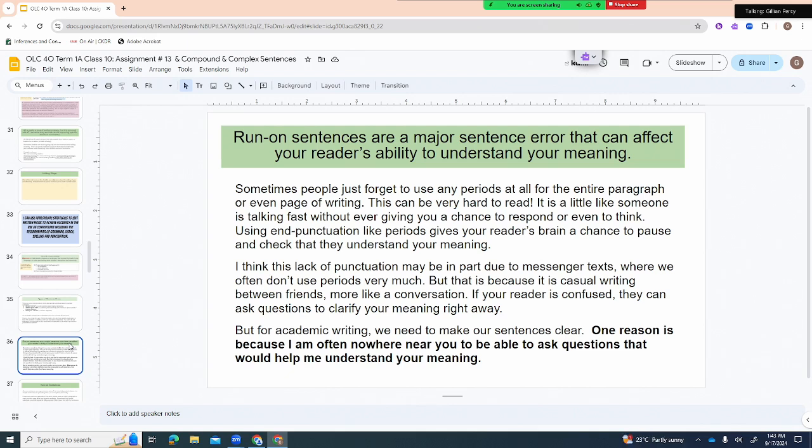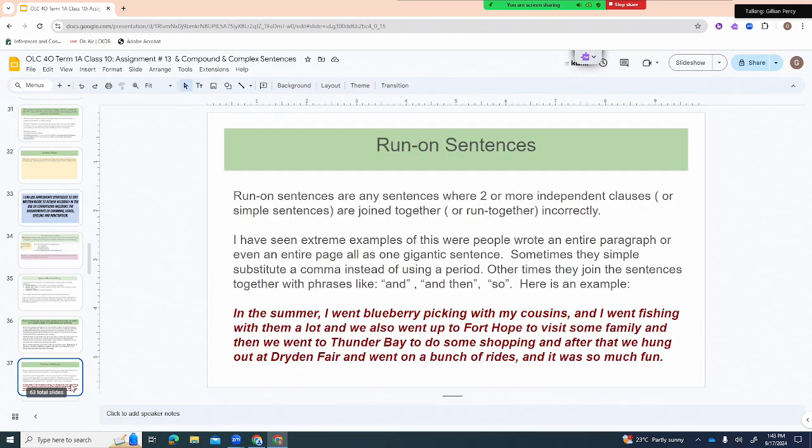But for academic writing, we have to make our sentences clear. And one big reason is I am often nowhere near you to be able to ask questions that would help me understand your meaning, right? So when I'm reading it, if it's unclear, I'm just making my best guess. And that may not be what you actually intended. So you want to make sure what you are trying to say is what ends up on paper. So that's what we're talking about basically. Okay.